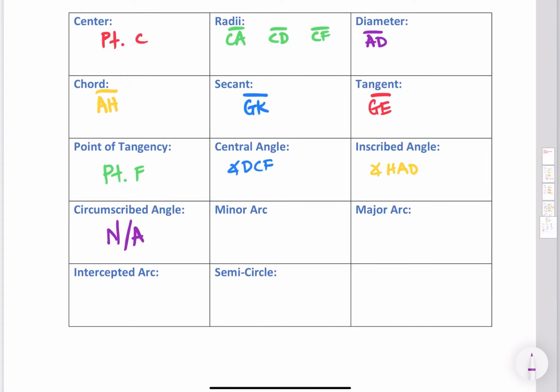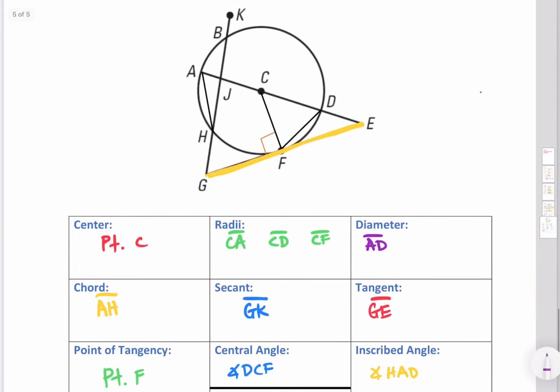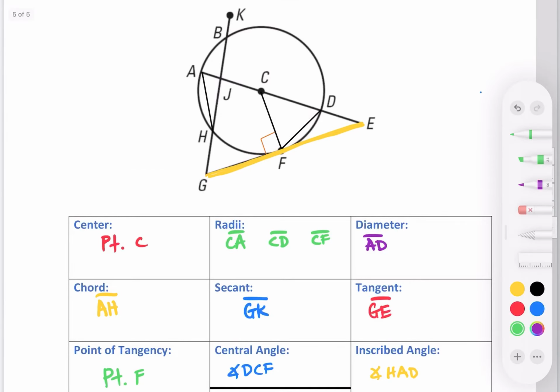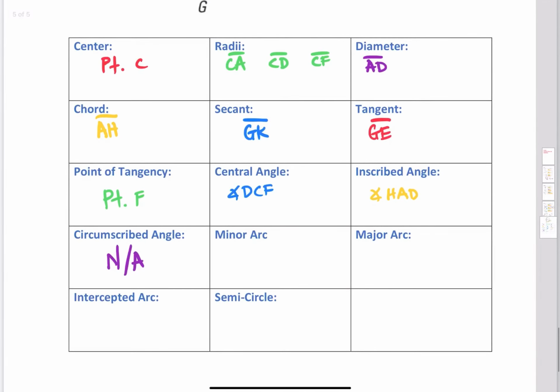All right, a minor arc means an arc that is less than 180 degrees. So we could just pick any arc that is less than 180. And this one's pretty obvious, arc AB. So let's go ahead and list that as a possibility.